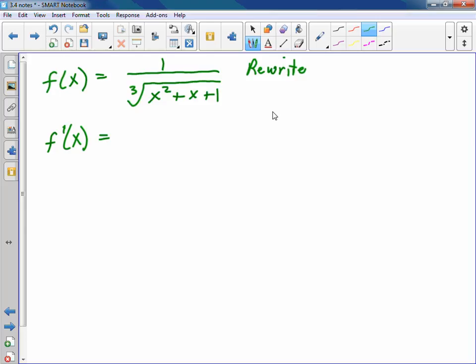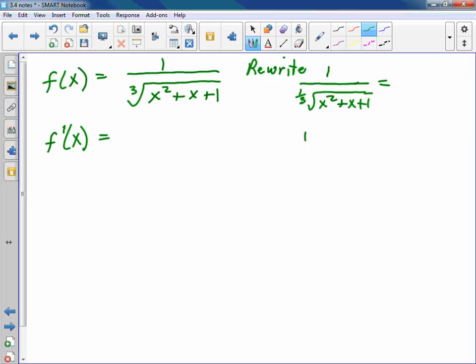Close. Very close. Let's do it. You're trying to do maybe too much at once. Let's go 1 over the third root of x squared plus x plus 1. Okay, and let's do that first. And then let's do one more move. No, you've got the right idea, definitely. Can we do it that way? Maybe we can do it that way.